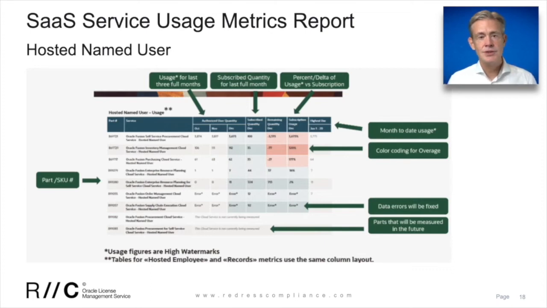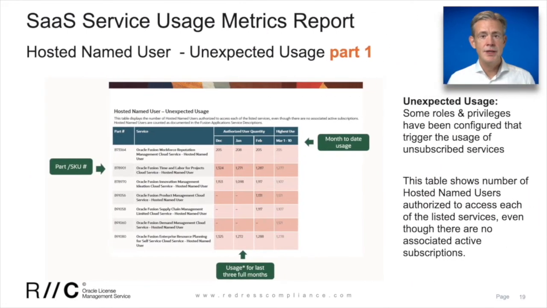A couple of other points to make on the reporting: you might see the word error instead of a number. If these errors are coming up consistently and not being fixed, you need to log a support request. Last, you might also see services that are not being measured currently. In the report, you will also be able to see what Oracle is calling unexpected usage. So this is usage for services for which you have no active subscriptions or entitlements.